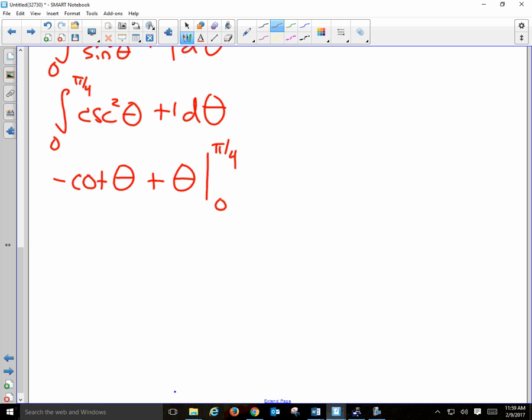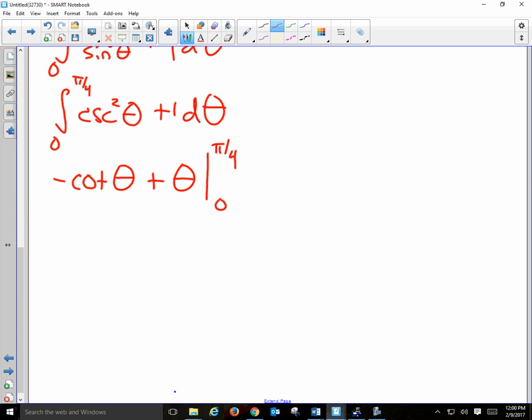Need to evaluate at pi over 4. By the way, next year when I give the Chapter 5 test we just gave, I'm going to do no calculator. Well, the first problem you can use a calculator. The rest of that they need to do by hand. Time to step it up for them, huh?